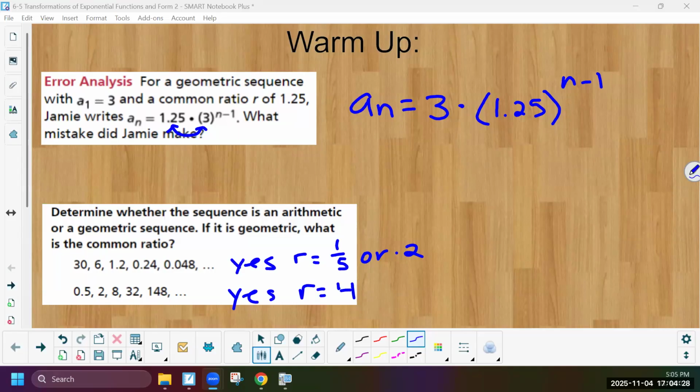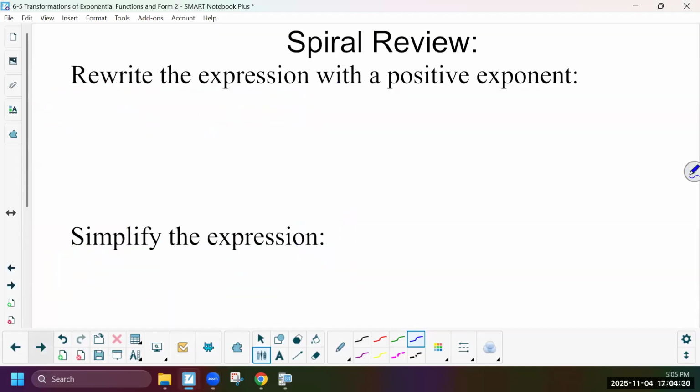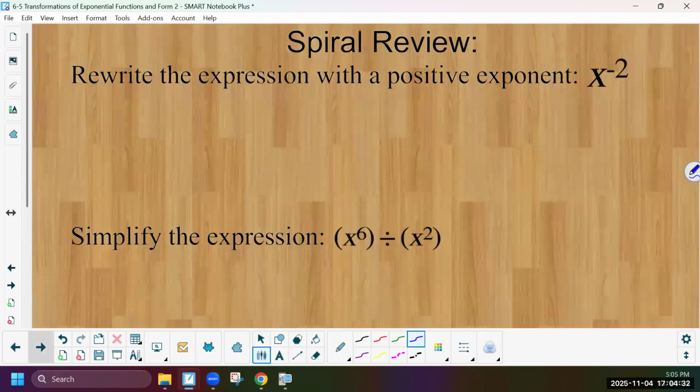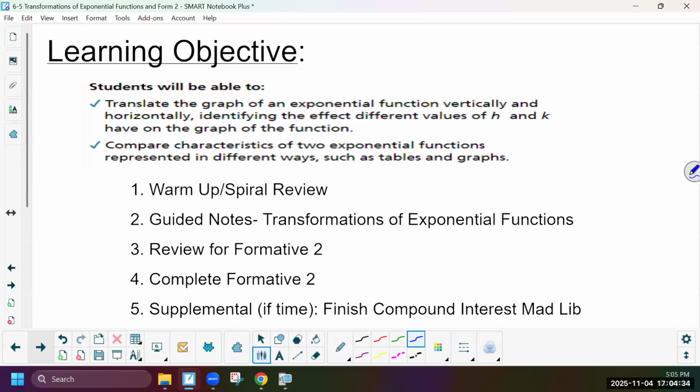All right, so in today's lesson, we're going to do quite a few things. Let me give you a recap of what we are going to do. I'm going to skip this spiral review just for the sake of time. But if you're looking up here on the board, we have our learning objectives. We are going to do some guided notes for transformations of exponential functions. These should be very, very easy because they're very similar to the absolute value functions. Then we're going to do a quick review, and then we're going to complete formative 2 today.